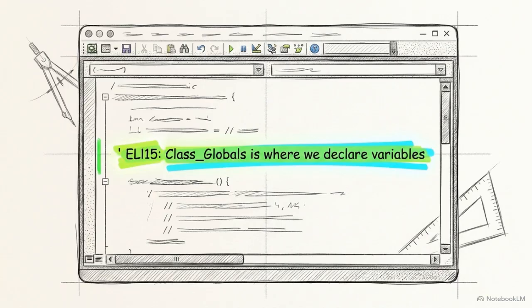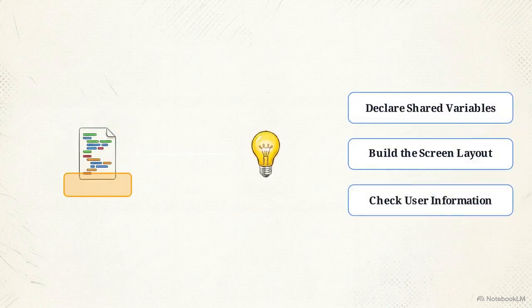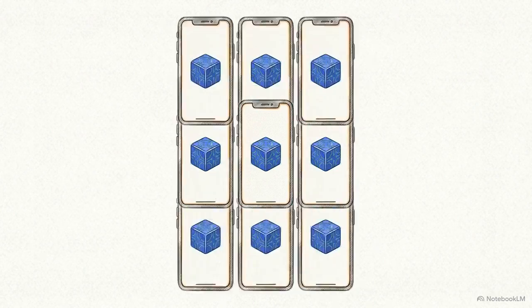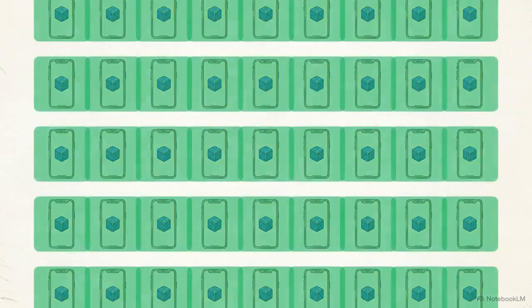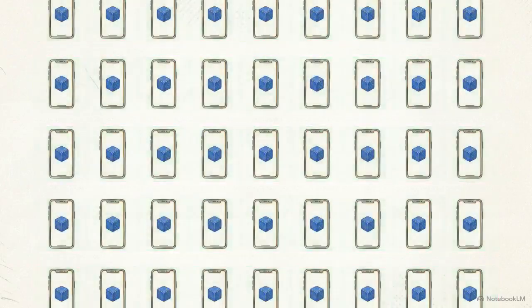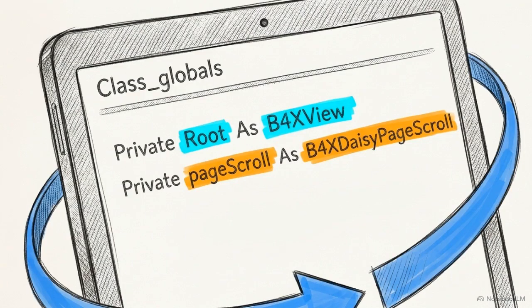The source code for this project includes ELI 15 comments, shorthand for Explain Like I'm 15. These translate the programming logic into simple, readable instructions you can follow step by step. Mastering this login module gives you a reusable, robust template that establishes a professional standard for every screen you build afterward. We begin in the B4A IDE environment.